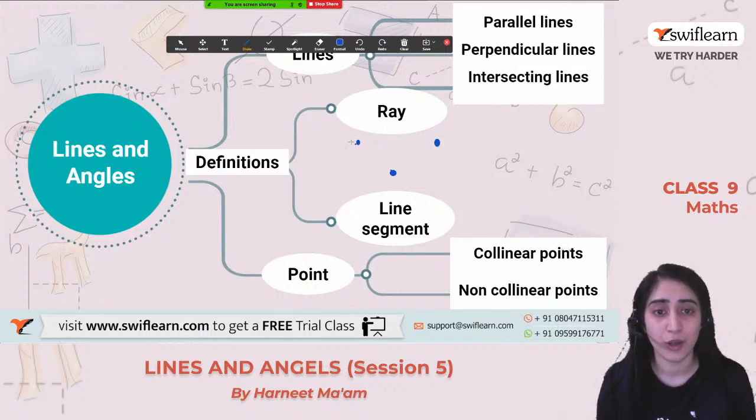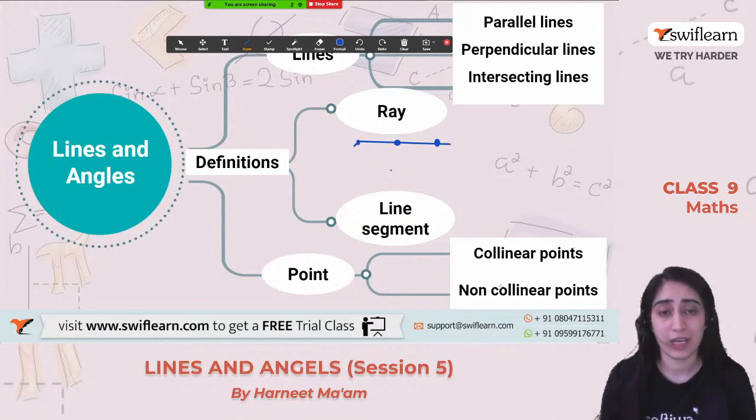No, right? They are non-collinear, because if I try to pass a line from this point, I can only pass from here, but I'm not able to pass from this point. So all the 3 points do not lie on one particular line. That's why we call them non-collinear points. But if I move this dot to the top, and now if I try to draw a line, see, now I'm able to draw one line which is passing through all the 3 points. That's why we call them collinear points.